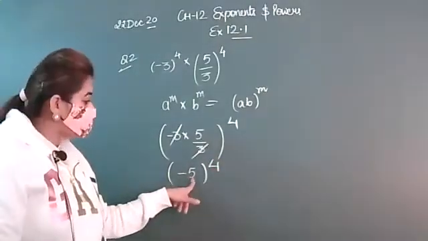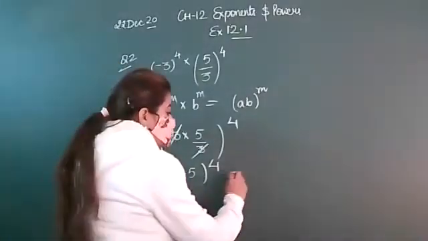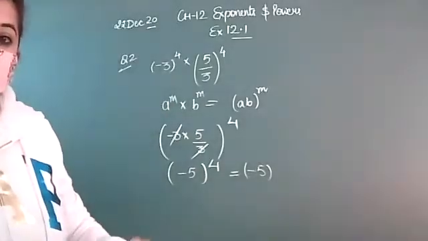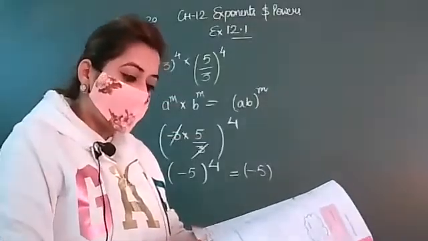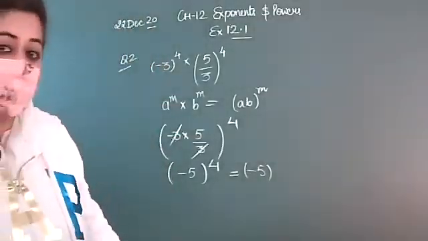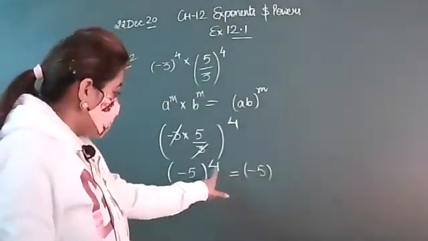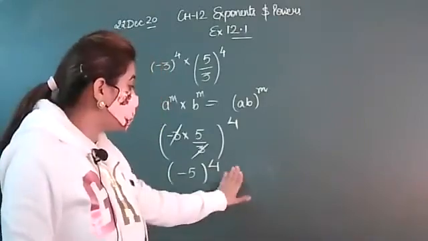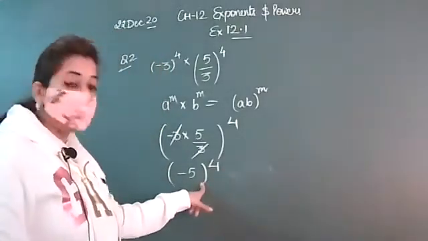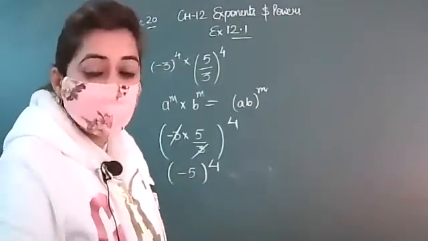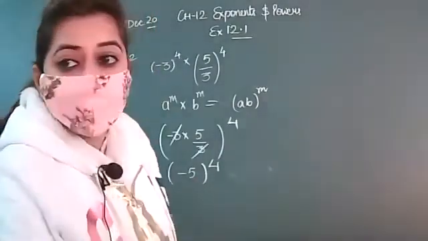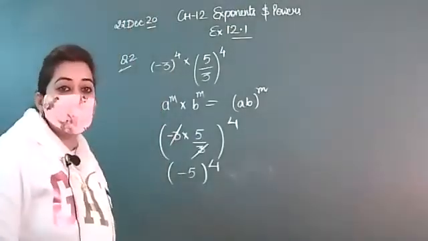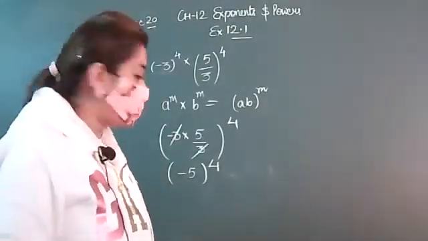So here minus 5 raised to power 4 means minus 5 will be multiplied 4 times. But in the question it is given that you have to simplify and write the result in the exponential form with the positive power. So the power is positive and the question is to write it in the exponential form. So you will leave the answer here. But if the question is of simplification, then you will multiply it 4 times. But here we don't multiply because the question is to simplify and write the answer in the exponential form.